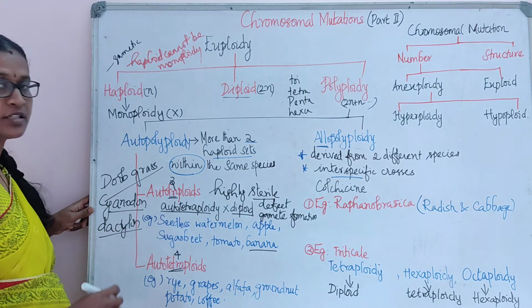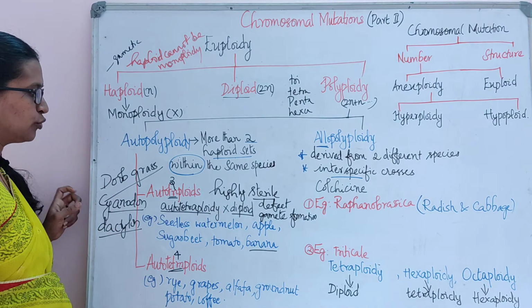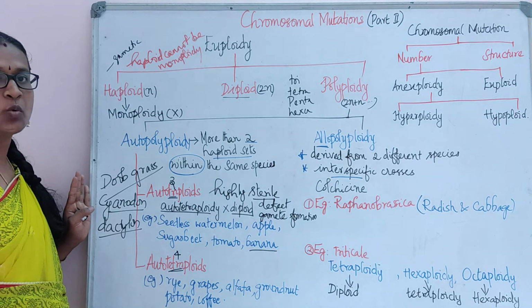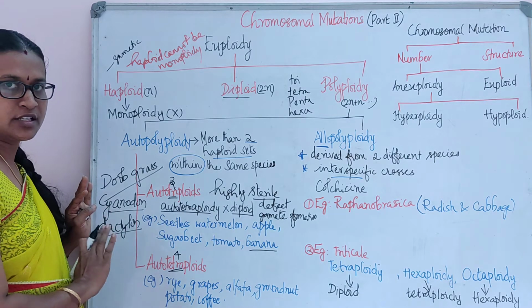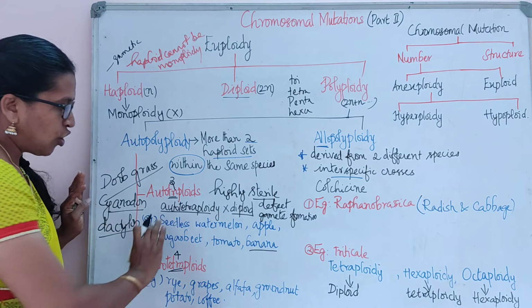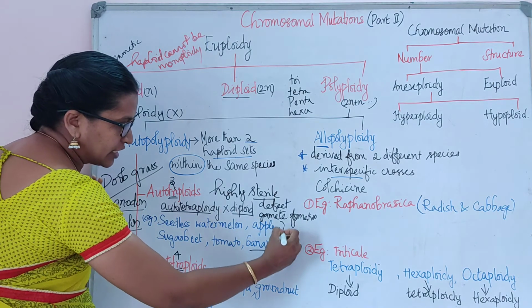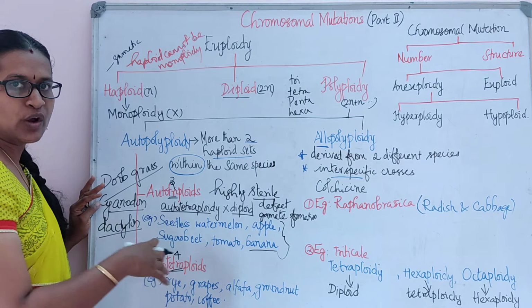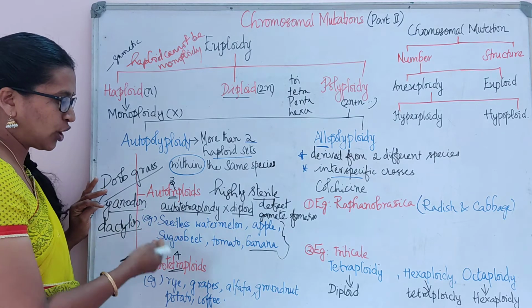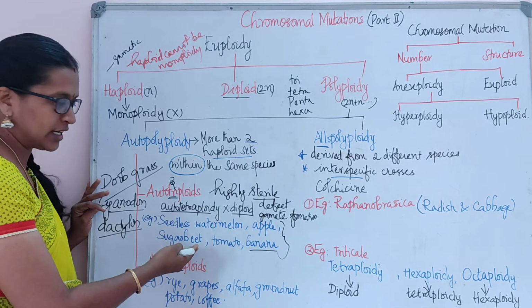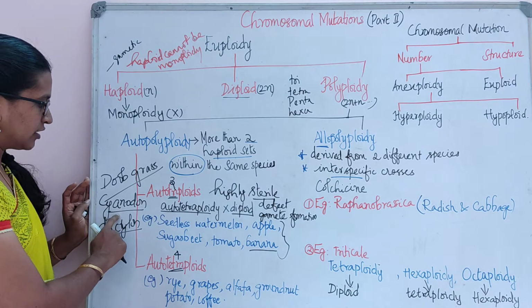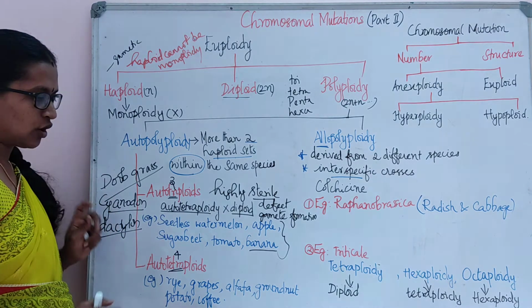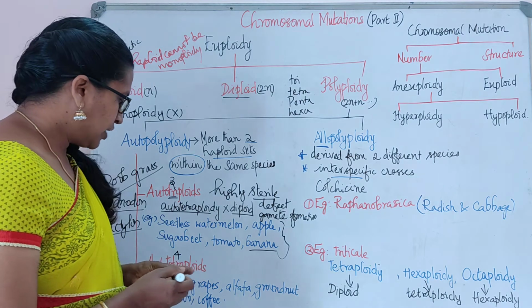Cynodon dactylon is the biological name. Common name is doob grass. In this doob grass, naturally the autotriploid is present. It is not man induced. All these examples that I have given here are man induced. We have induced polyploidy and formed these types of new varieties. But naturally we have doob grass, that is Cynodon dactylon.